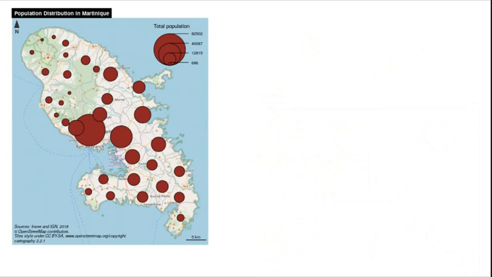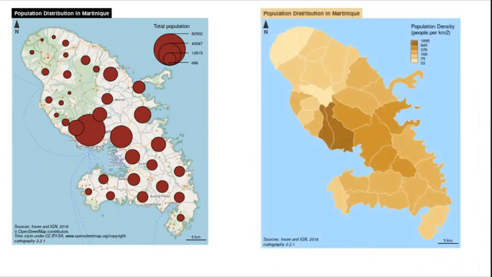And just for some examples, this is population distribution in Martinique, total population. That's why they used proportional symbols and not choropleth. Choropleth can be used for population density, people per square kilometer. And you can see it's fairly consistent, but you wouldn't just put the total population in here when you're using choropleth.